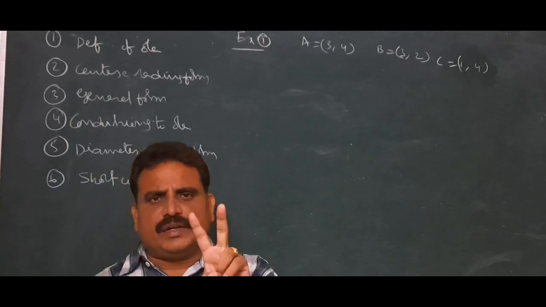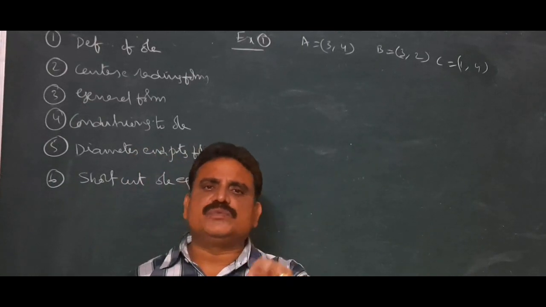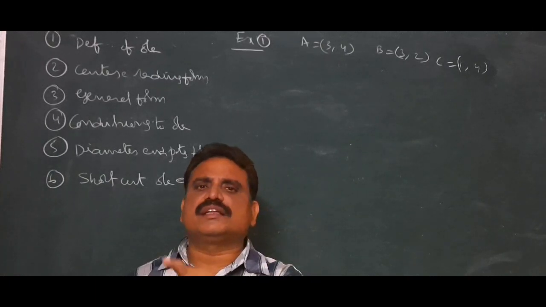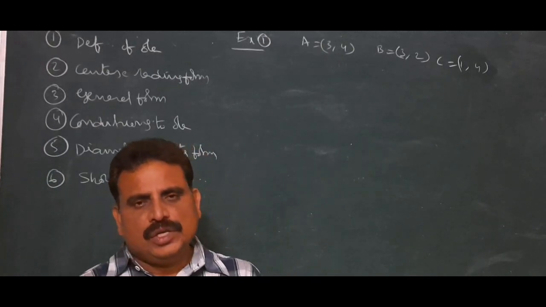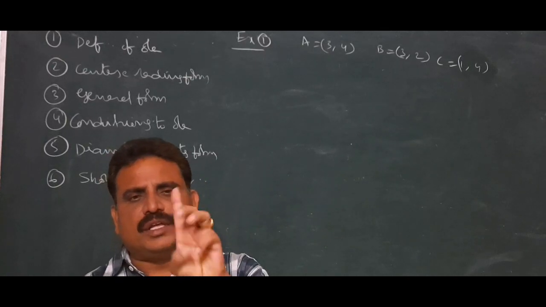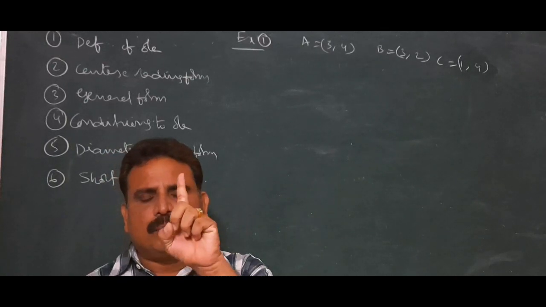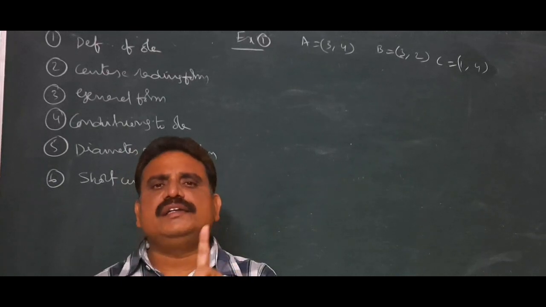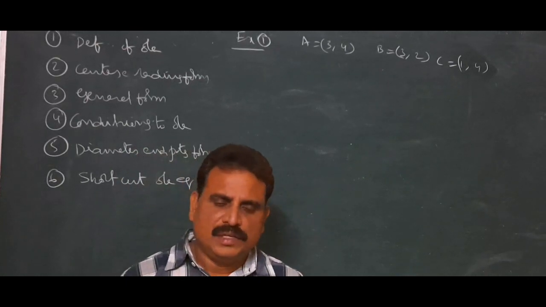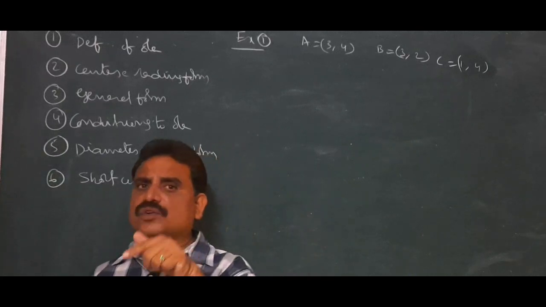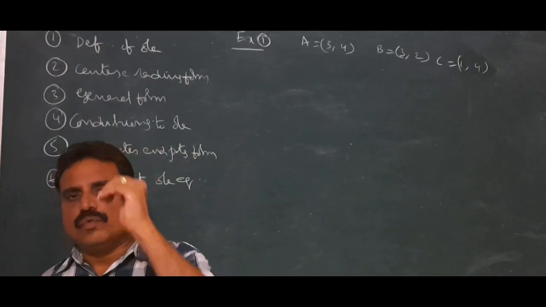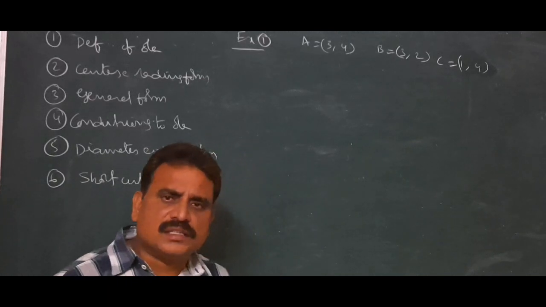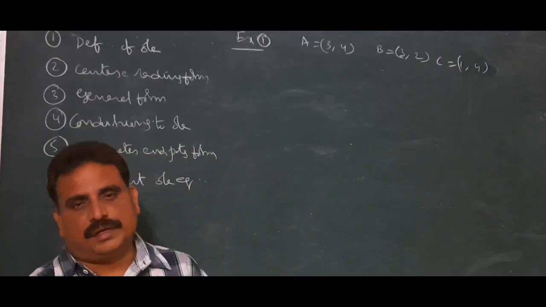If 2 points are given, we can draw infinite circles passing through the 2 points. If 1 point is given, we can draw infinite circles passing through that point. If 3 points are given, there is only one circle passing through the 3 points. If the 3 points are collinear, there is no circle, we can't find a circle. Every 3 points on the circle are non-collinear.